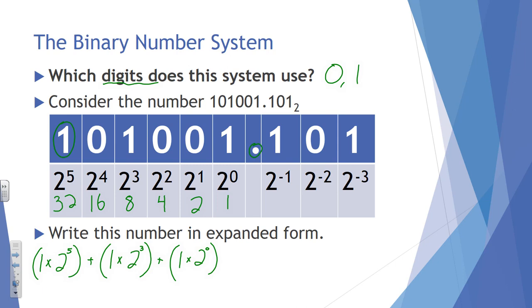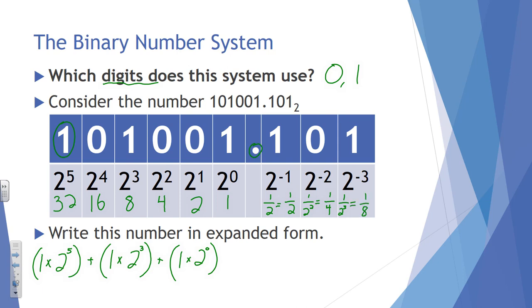Now, 2 to the negative 1 power is 1 over 2, so this is the 1/2 place. 2 to the negative 2 power, that's 1 over 2 squared, which means this is the 1/4 place. And we could certainly write the decimal equivalent of those as well, if we were turning that into a decimal number. We'll do that in just a minute. 2 to the negative 3rd, that's 1 over 2 to the 3rd. That means this is the 1/8 place.